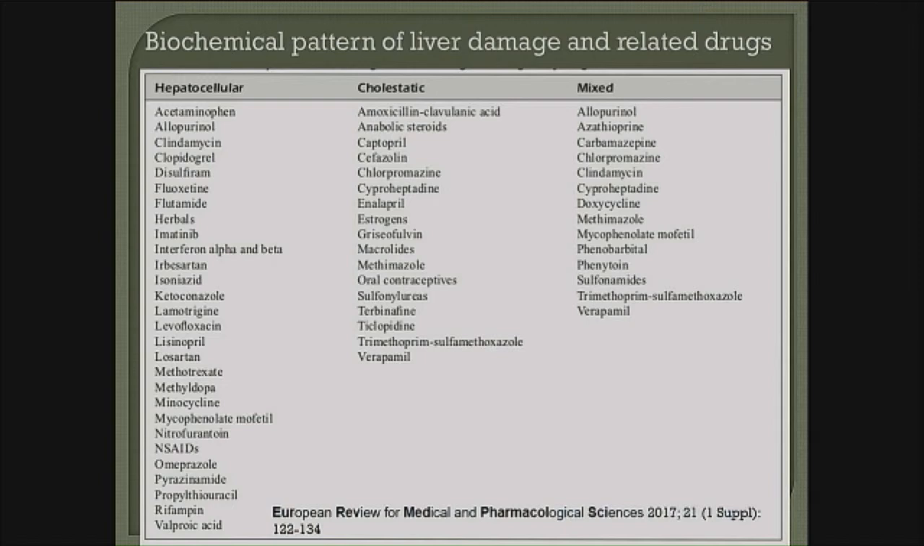This is the biochemical pattern of liver damage and related drugs. There are the hepatocellular type, the cholestatic pattern, and the mixed pattern. We can see here that the TB drugs belong to the hepatocellular pattern, like isoniazid, pyrazinamide, and also rifampicin.